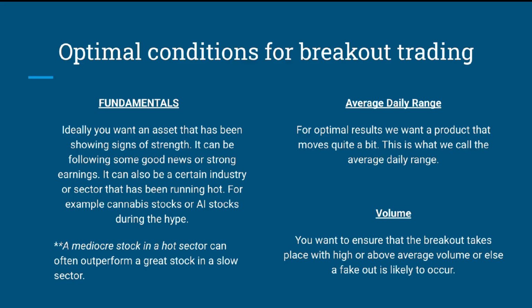Now, the final component that I really think is important to consider is volume. You want to ensure that the breakout takes place with high volume, or at least above average volume, or else oftentimes you'll get fake outs. A fake out is when it moves and then retraces. Again, on TradingView, you can add the moving average on your volume indicator to help with this. I'll show it again in the example later on.